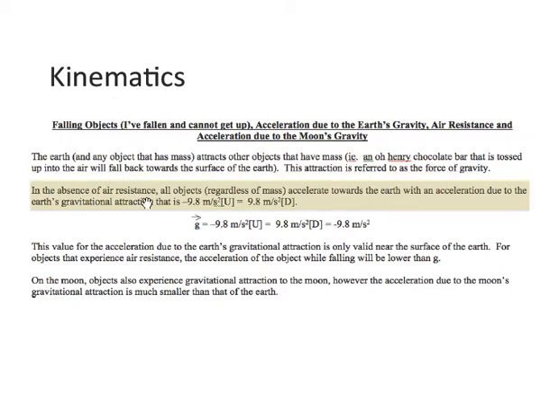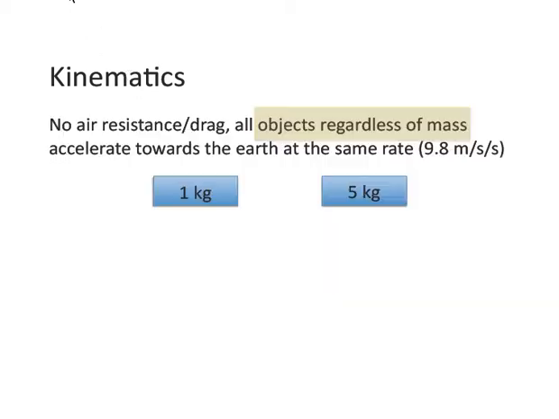In the absence of air resistance, all objects, regardless of mass, accelerate toward the Earth with an acceleration due to the Earth's gravitational attraction, that is this value here, negative 9.8 meters per second squared. U stands for up, which is the same as 9.8 meters per second squared, and the D stands for down. I really want to unpack this statement because it's really an amazing statement that people take for granted. So what does this mean?